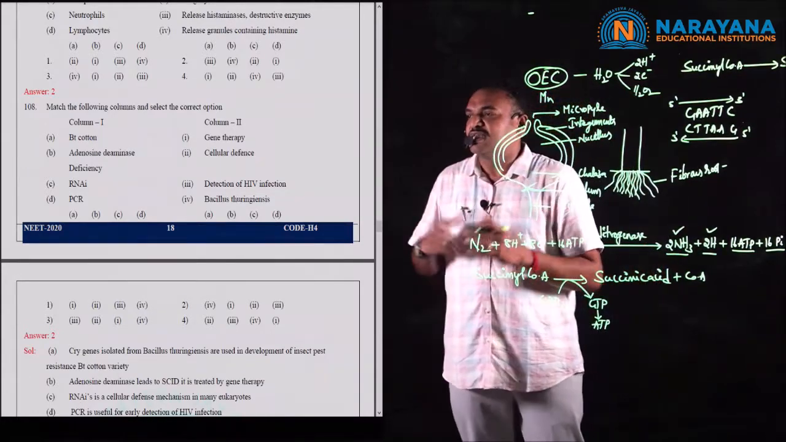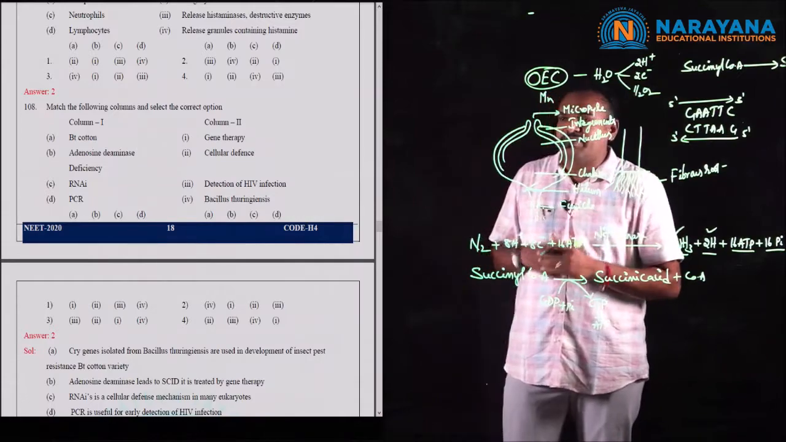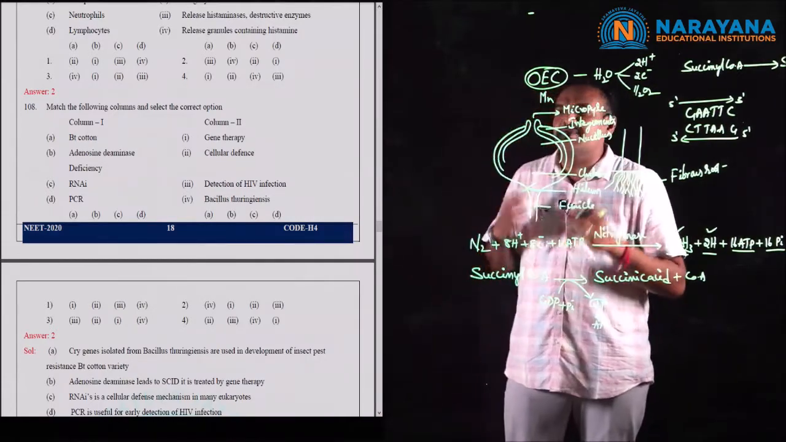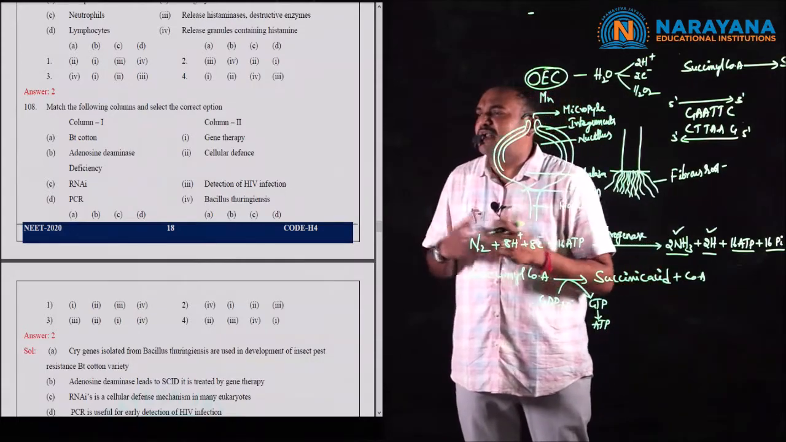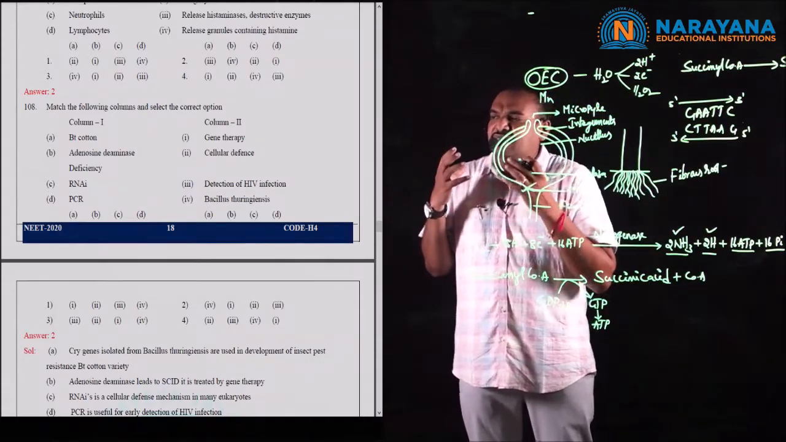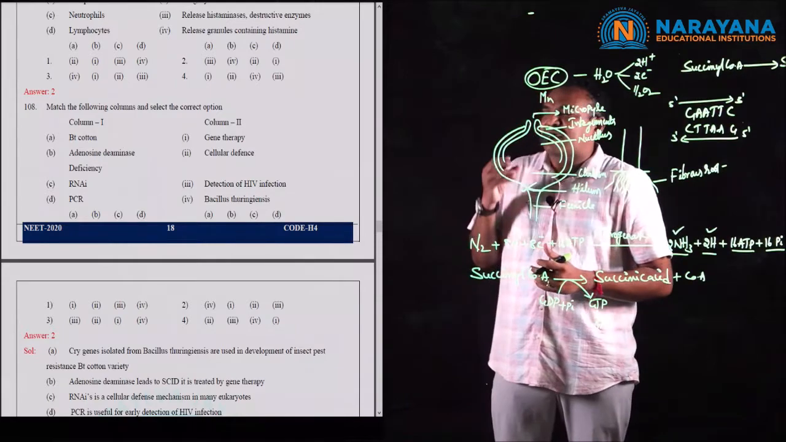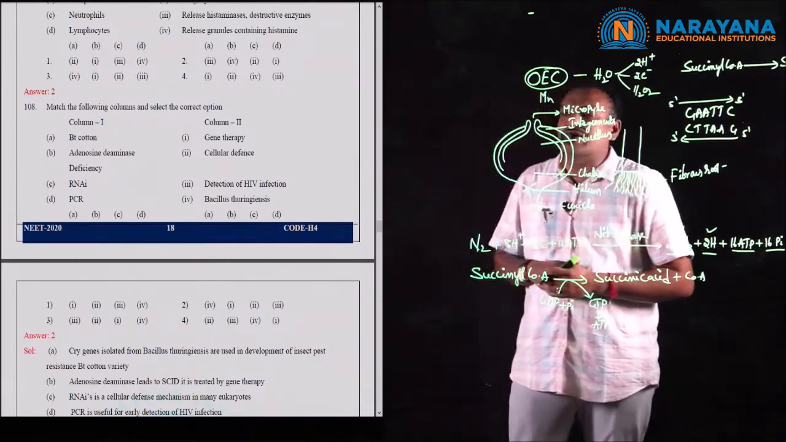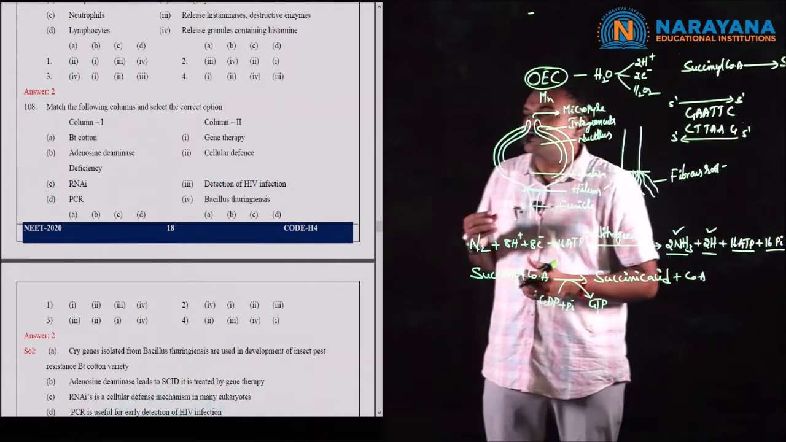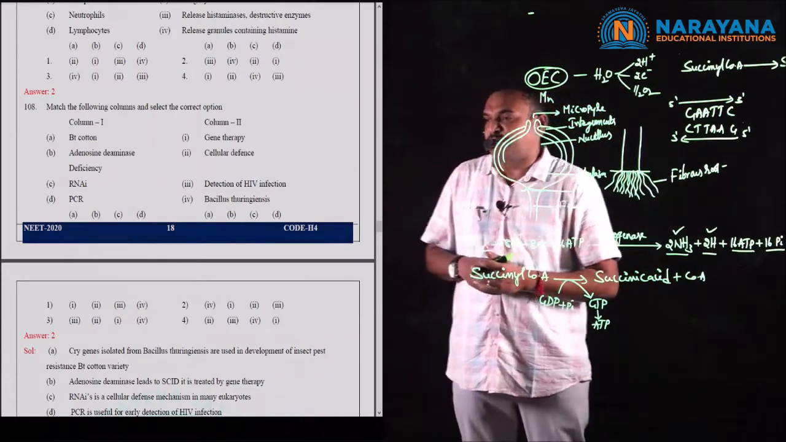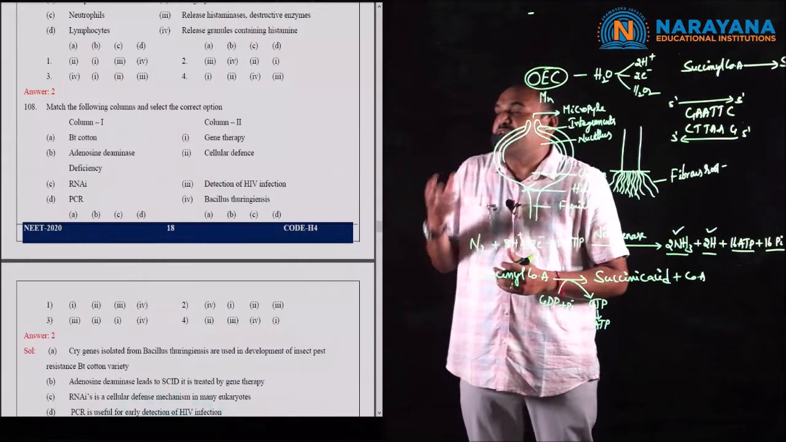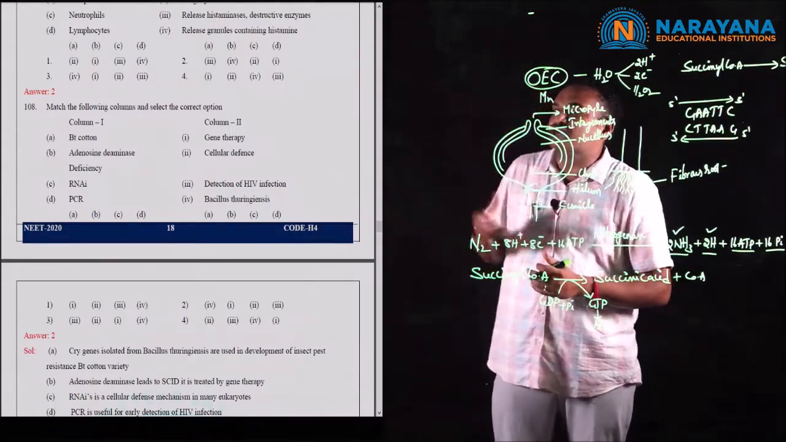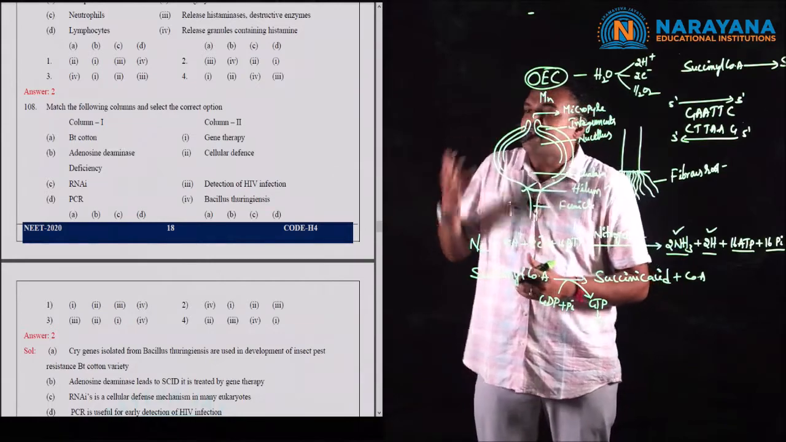Students, if you observe column A, Bt cotton. Bt cotton is an insect pest resistant variety produced by genetic engineering or recombinant DNA technology, using cry genes isolated from a bacterium, Bacillus thuringiensis. Those genes produce crystalline proteins. Those are protoxins, which are inactive. When they enter the insect gut region, they become active toxins, protecting the plants from the effect of insects and pests.